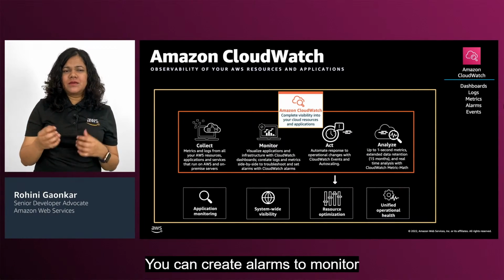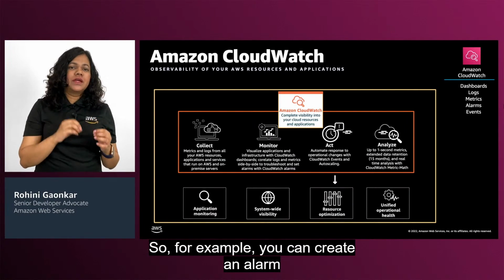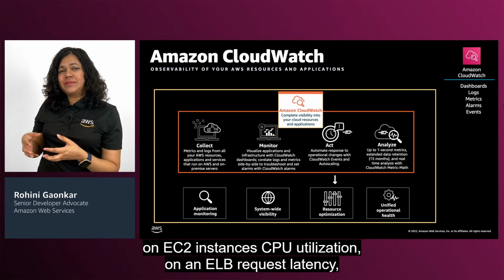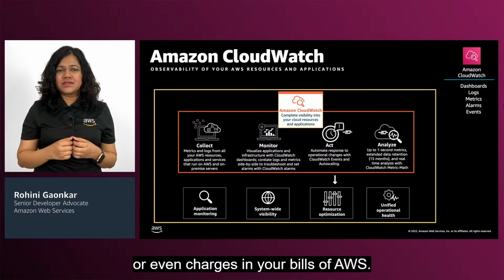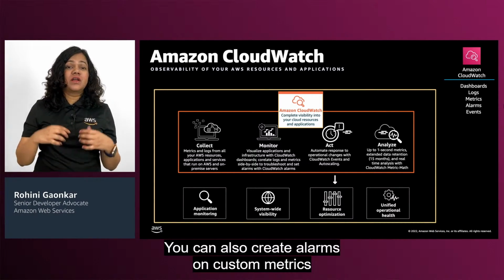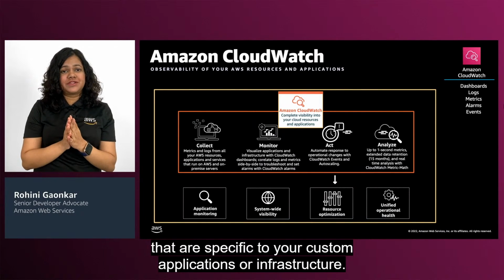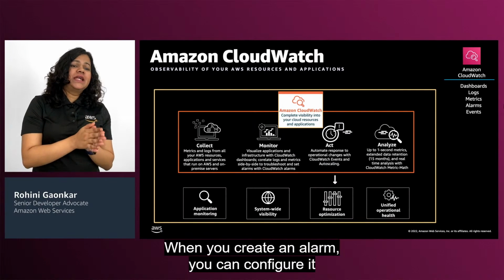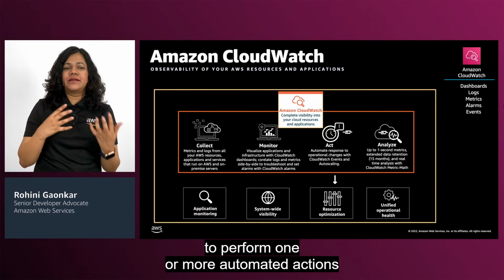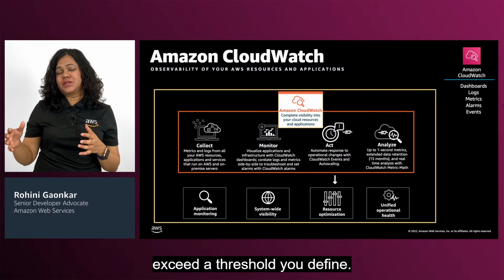You can create alarms to monitor your CloudWatch metrics in your account. So for example, you can create an alarm on EC2 instance CPU utilization, or an ELB request latency, or even charges in your AWS bills. You can also create alarms on custom metrics that are specific to your custom applications or infrastructure. When you create an alarm, you can configure it to perform one or more automated actions when the metrics you choose to monitor exceed a threshold you define.